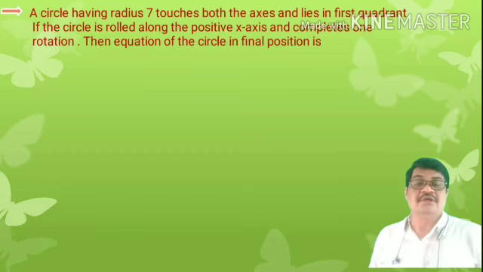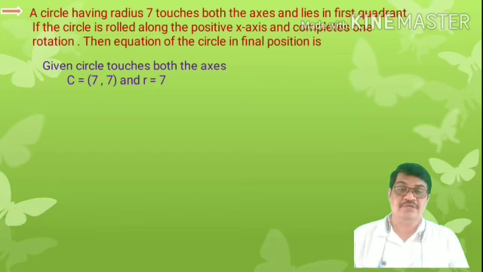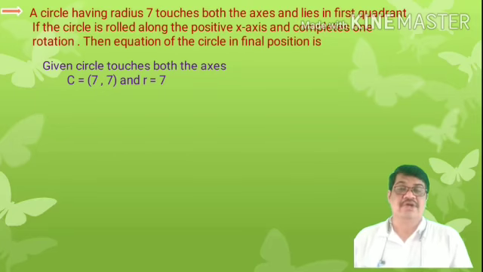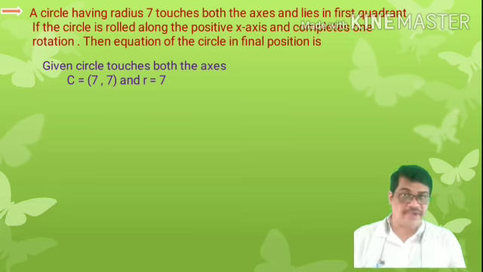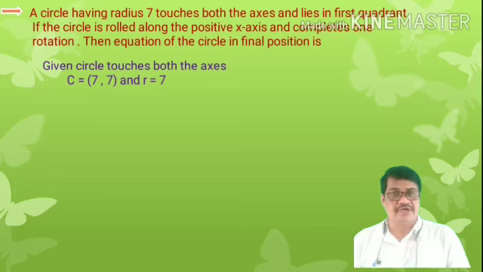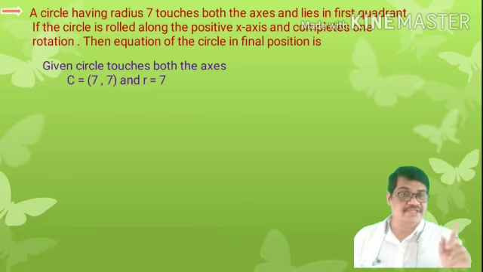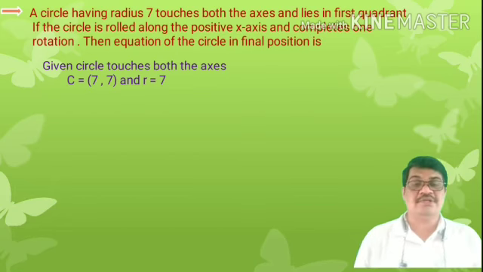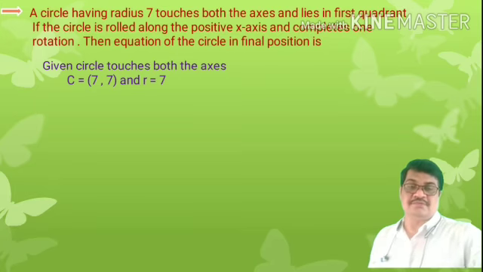Now, we see the solution. The given circle touches both the axes, so the center we take as (7, 7). Here the x coordinate equals the y coordinate, which is equal to the radius. Since the circle touches both the x-axis and y-axis, the center must be taken as (a, a) and the radius is also a. So we take center C as (7, 7) and radius is also 7.